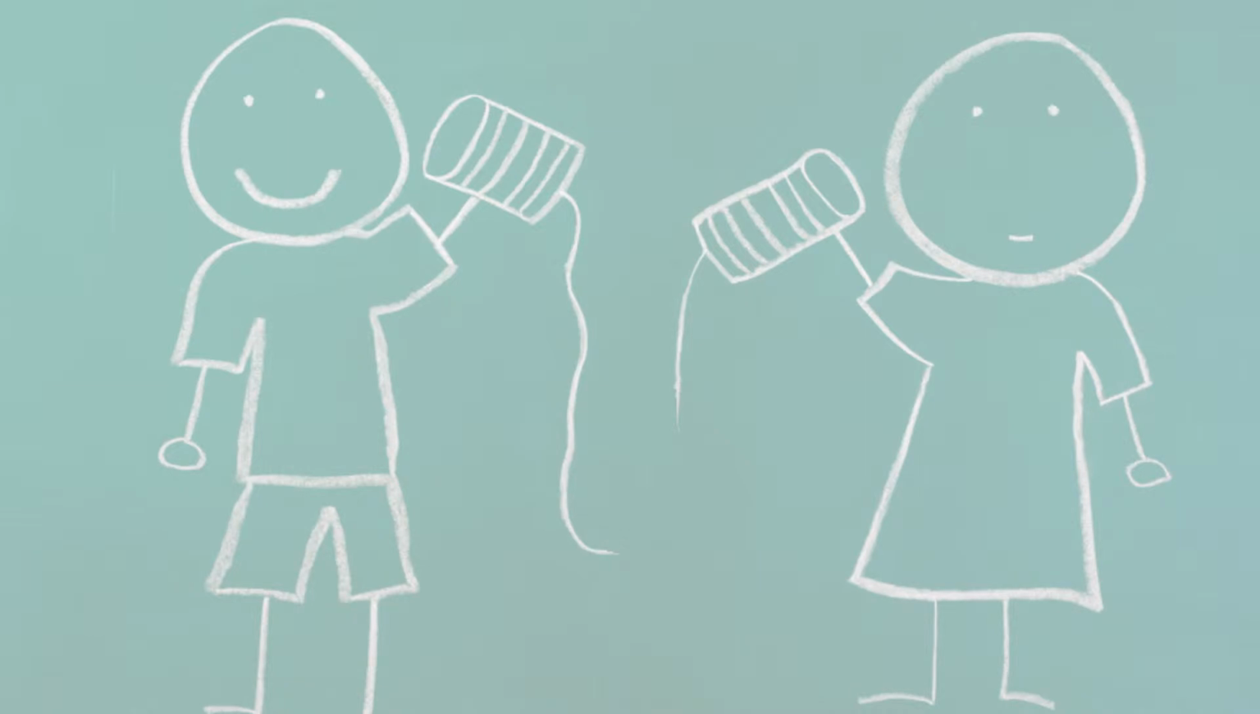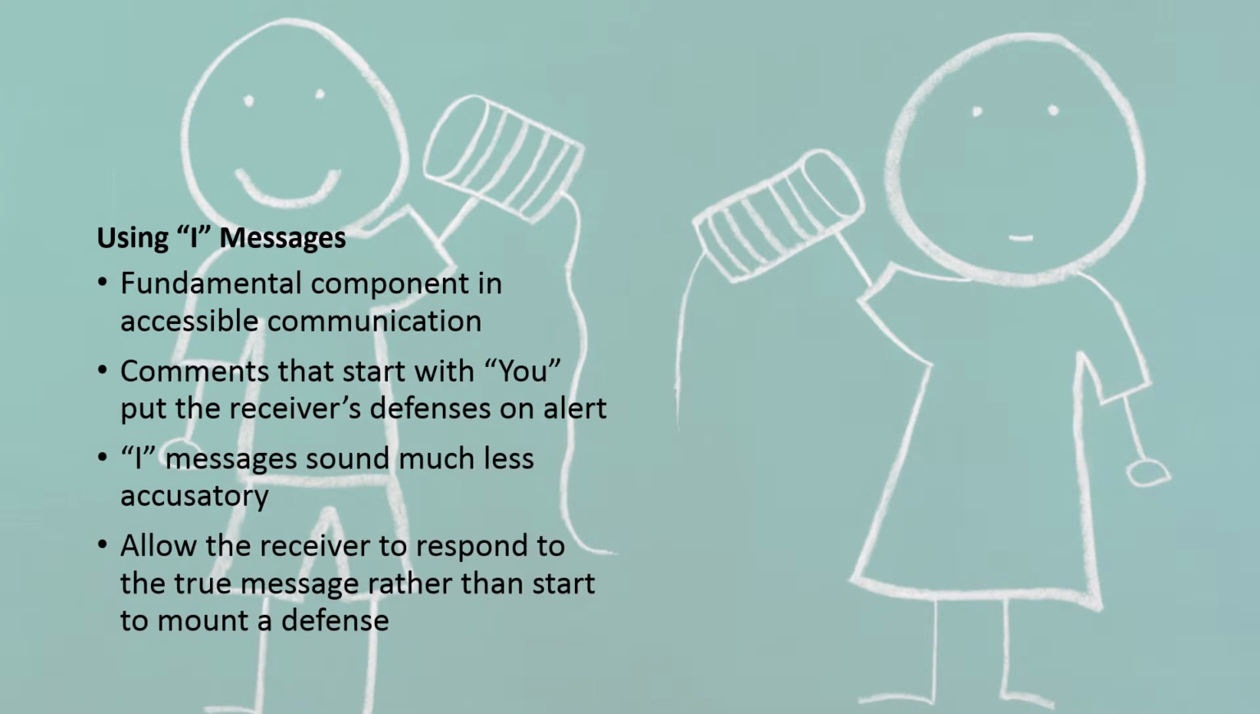So we're going to continue with positive communication style. Using I messages is a fundamental component in accessible communication. Comments that start with "you" put the receiver's defenses on alert. I messages sound much less accusatory and allow the receiver to respond to the true message rather than start to mount a defense.